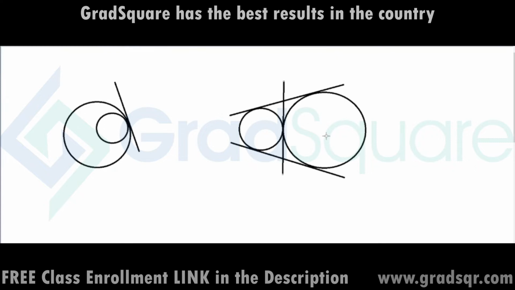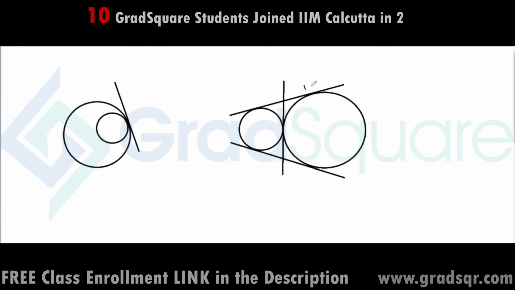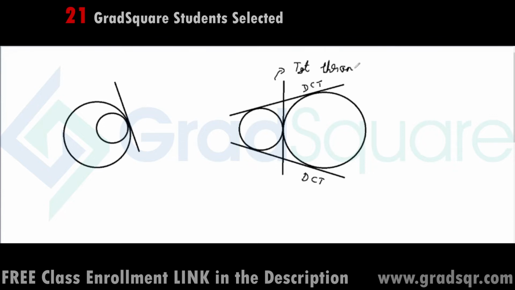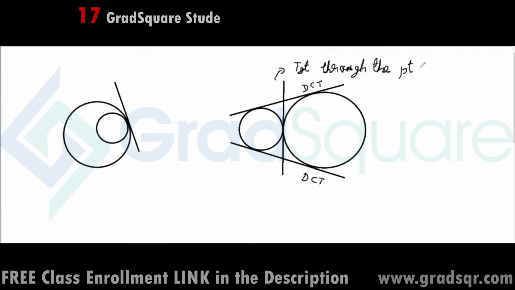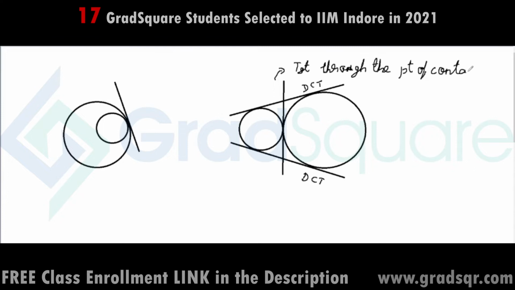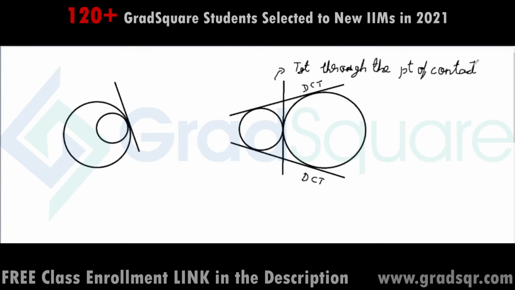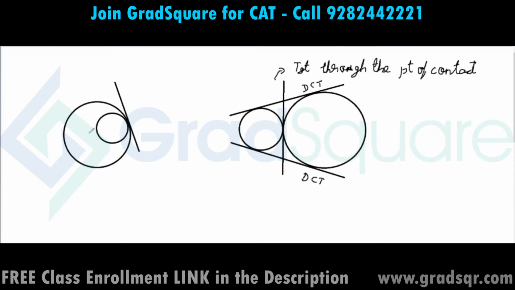So of these 3 common tangents between these 2 circles which are touching each other externally on a plane, these 2 tangents, of course, are DCTs. This is a DCT, this is a DCT. But this third one is not called a TCT. It's called a tangent through the point of contact. Pardon my handwriting. Through the point of contact. Okay, it's not called a transverse common tangent. Transverse common tangents only exist when two circles are not touching each other externally. All right. And in this case, of course, this tangent is called the tangent through the point of contact.